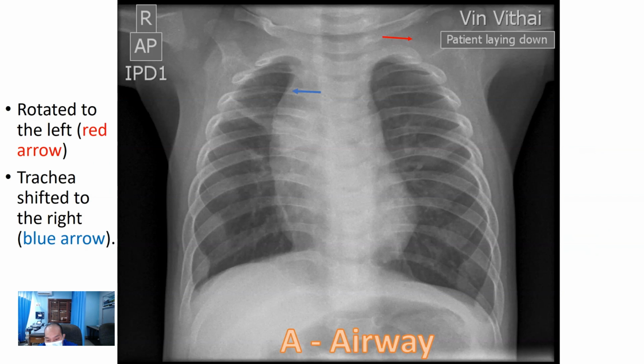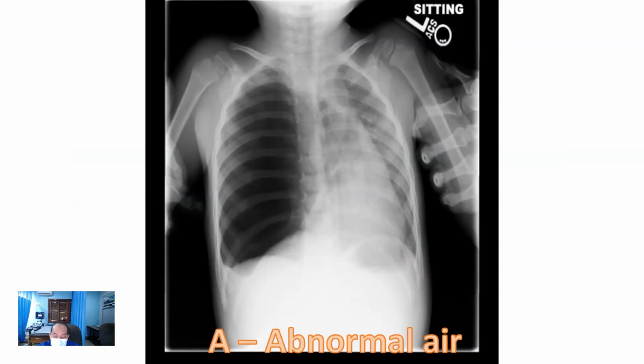And this is an example of how to assess the trachea. We see the trachea a little bit shifted to the right, because of relative right upper lobe atelectasis. And this is also something we have to assess in the airway.